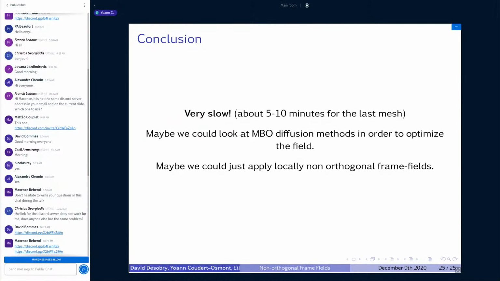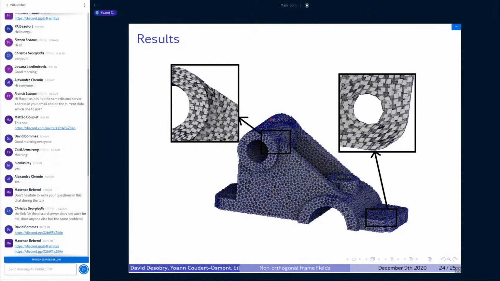For example, in the previous mesh, we could imagine computing an orthogonal frame field on the whole mesh and recomputing locally the frame field with a non-orthogonal distortion metric to obtain this kind of result. So there is certainly a lot of work to do to correctly mix orthogonal fields with non-orthogonal fields. And that's all. Thanks for listening.